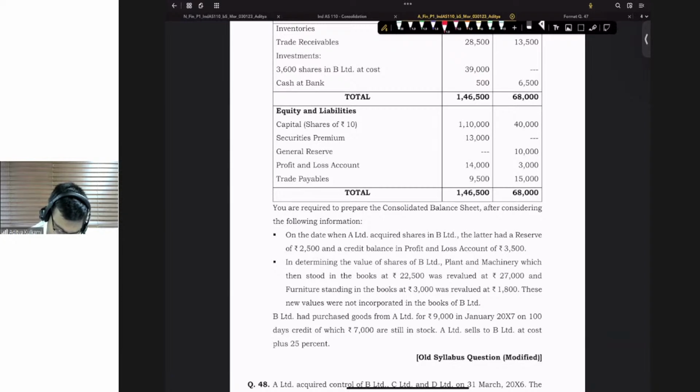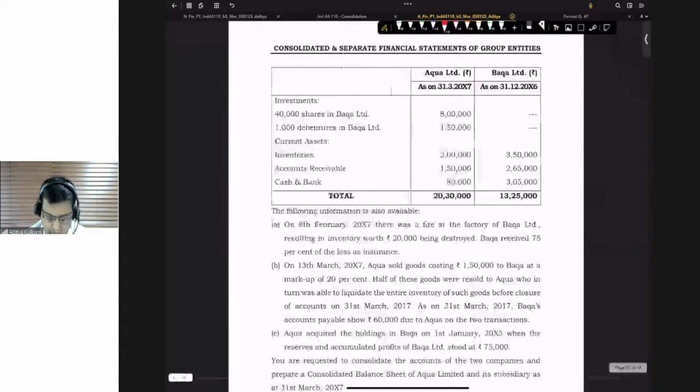In determining the value of shares of B Limited, plant and machinery, which then stood in the books at 22,500, was revalued at 27,000, and furniture standing in the books at 3,000 was revalued at 1,800. These new values were not incorporated in the books of B Limited. Abhi karenge. B had purchased goods from A Limited for rupees 9,000 in January 20x7 on 100 days of credit, out of which 7,000 are still in stock. A Limited sells to B Limited at cost plus 25% margin. So prepare the consolidated balance sheet.